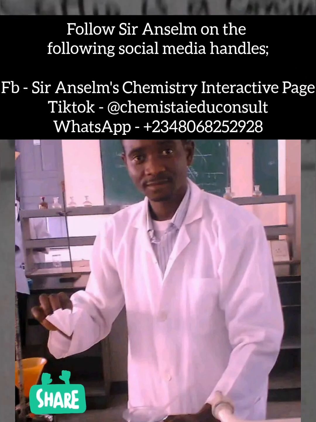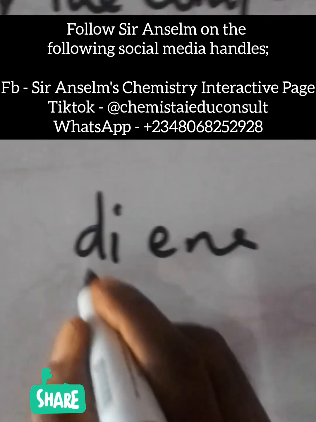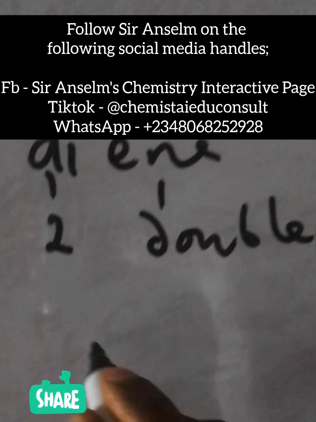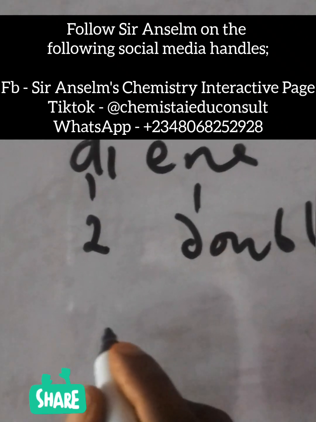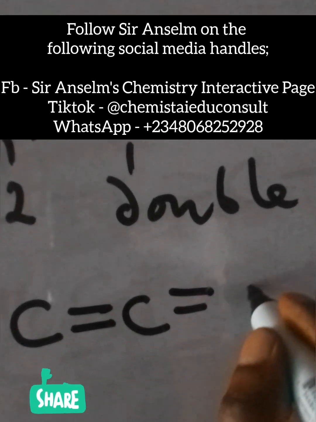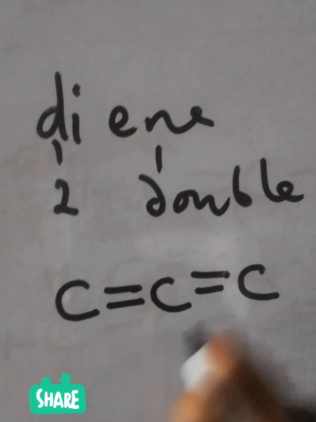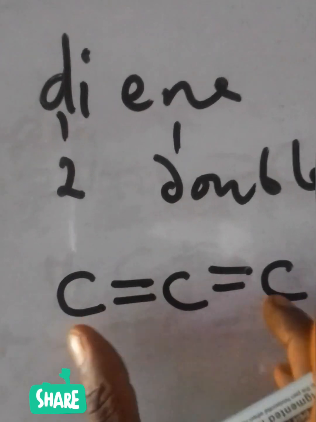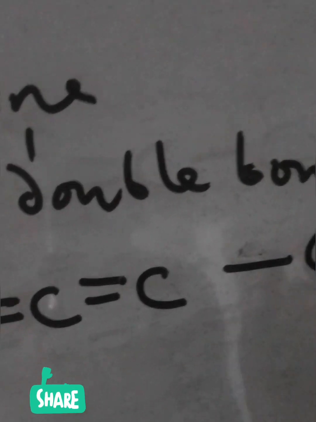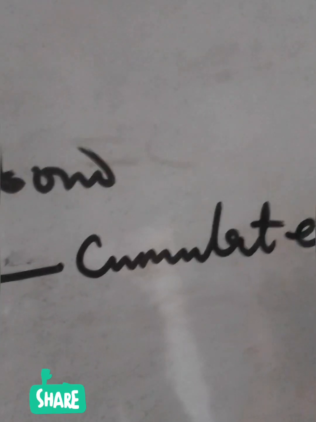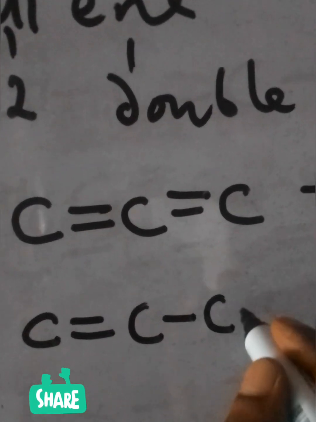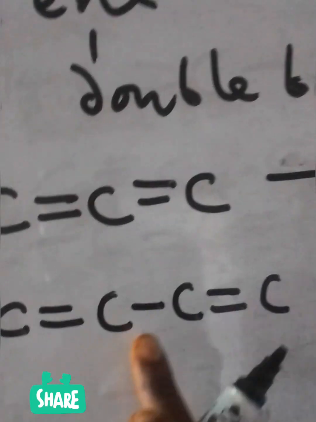First of all, what is a diene? Di means two. Ene means double bond. So a diene is a compound that has two double bonds between carbon atoms. But this kind of diene, where the two double bonds are closer to each other, is called cumulated diene.